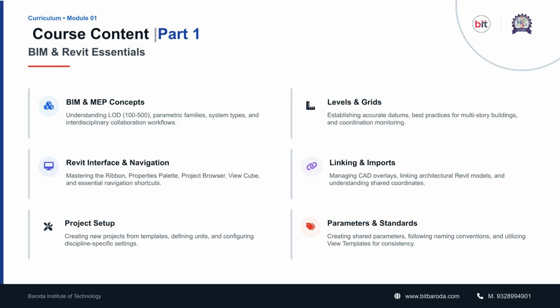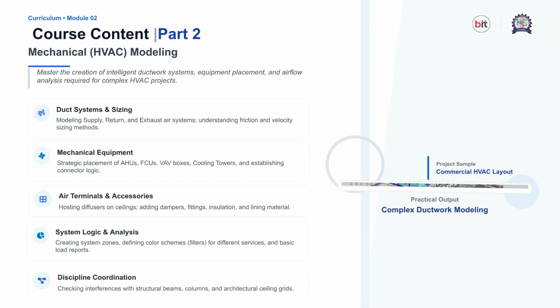You will learn BIM and MEP concepts, Revit interface and navigation, project setup, defining levels and grids, linking in imports, and establishing parameters and standards. Module 2 focuses on mechanical, or HVAC, modeling: master duct systems and sizing, strategic placement of mechanical equipment, and air terminals. You will also learn system logic, analysis, and discipline coordination.